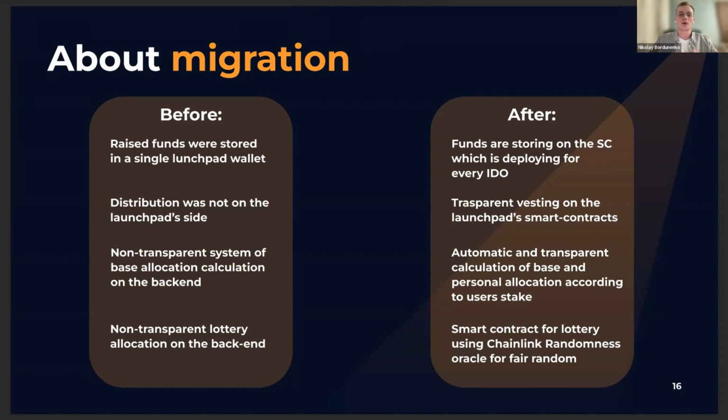The third point is about how the new system changed the experience of calculation of base allocation. The new system has different whitelists with different tiers and allows users to claim tokens depending on their tier. Earlier, it was working on the backend and users could not see how calculations were working.